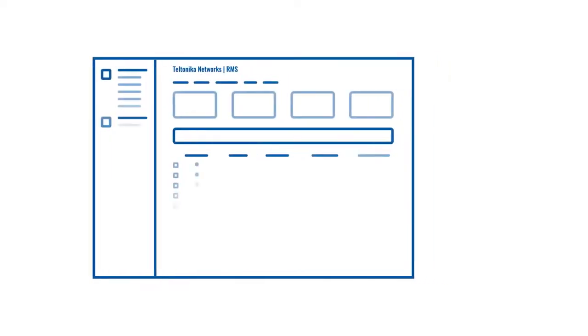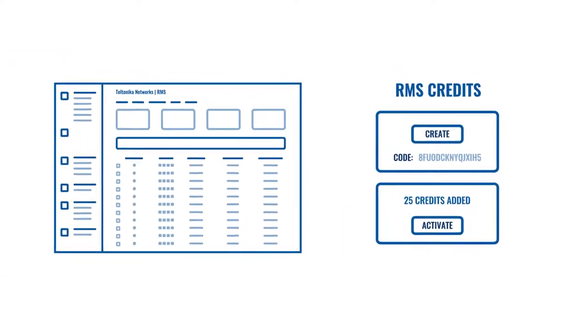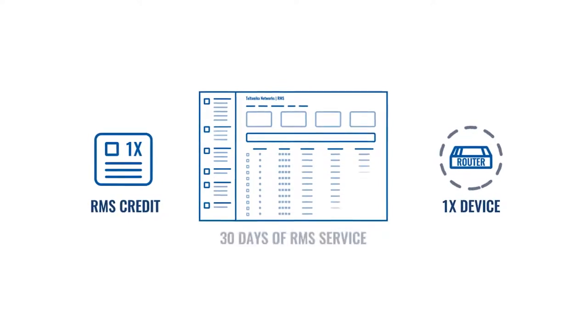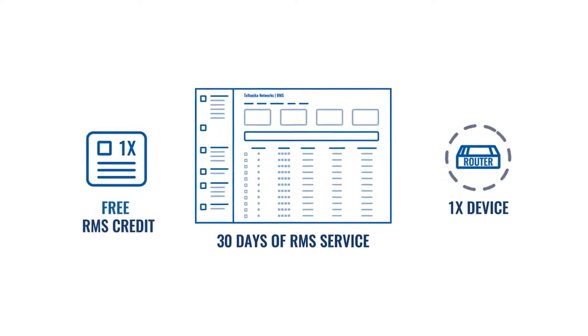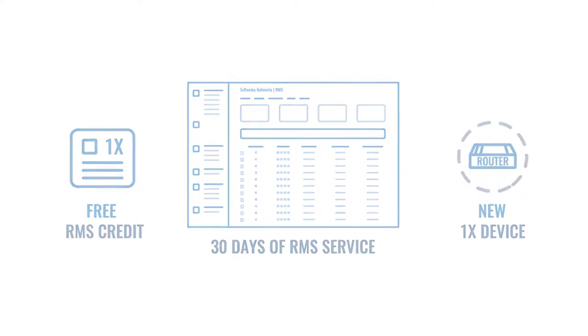This short video tutorial is for creating RMS credit codes and how to activate them. A single credit enables RMS monitoring for one device for 30 days. First credit comes free with a new device, and following that, RMS credits require additional purchase.